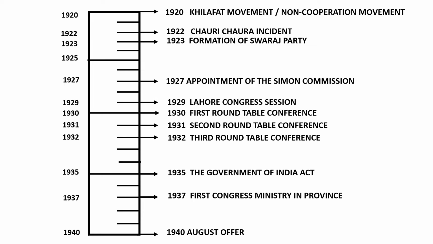1931 Second Roundtable Conference. 1932 Third Roundtable Conference. 1935 The Government of India Act. 1937 First Congress Ministry in Province. And 1940 August Offer.